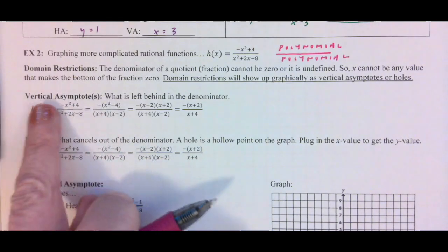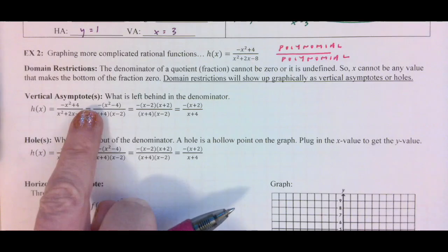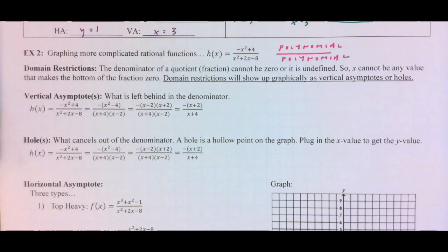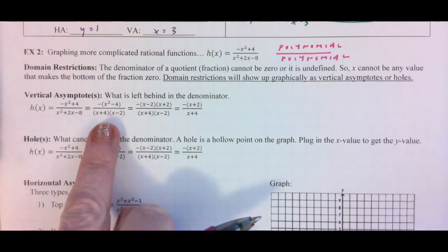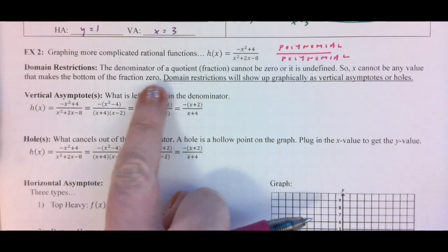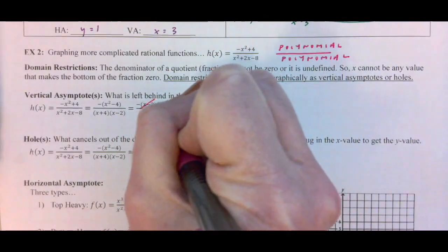So here first, let's address the vertical asymptote or asymptotes. In this class, we only have you graph ones that have a singular vertical asymptote, but you could have problems that have more than one vertical asymptote. We know it's going to be a vertical asymptote when we have something that's left behind in the denominator. So here's my original function. I'm showing you how we're factoring it out. And when I get to this stage, I see that I have a common factor on top that's also on bottom.